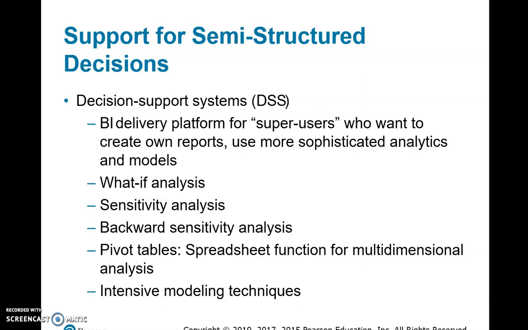Decision support systems basically include what-if analysis. It includes sensitivity analysis. It includes simple pivot tables in Excel. These are very powerful spreadsheet functions for multidimensional analysis using Excel. And also they have intensive modeling techniques.